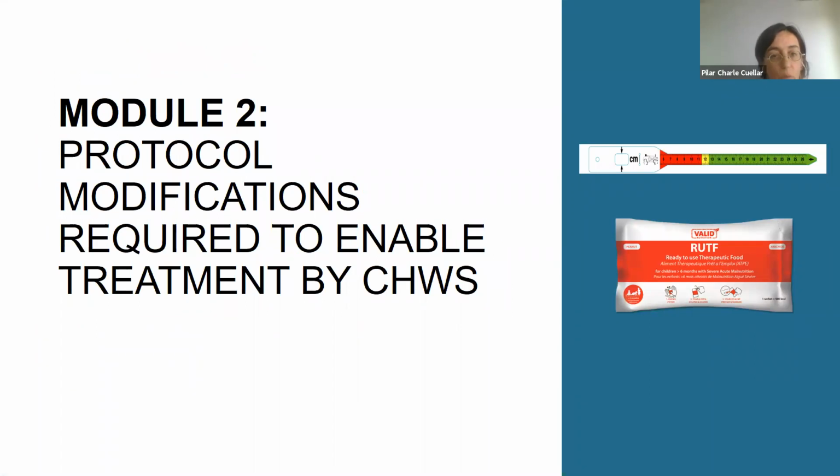So the second module of our tool is the protocol modifications required to enable treatment by community health workers.